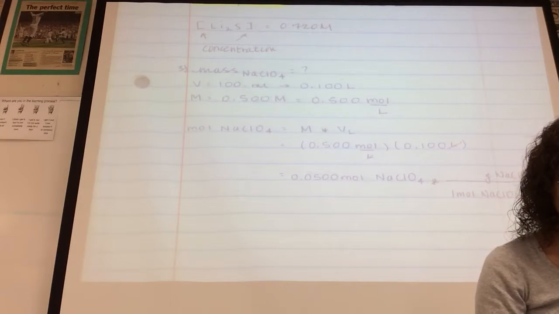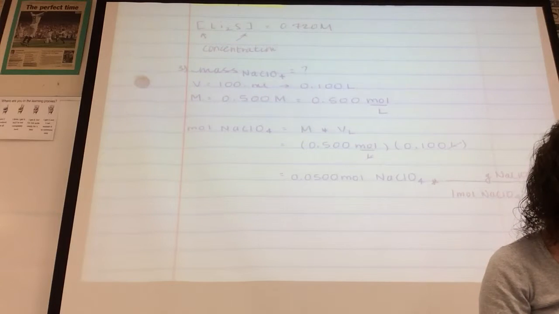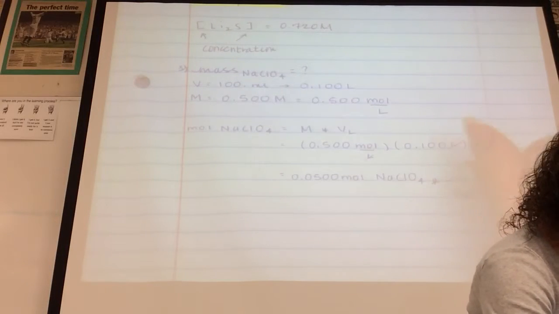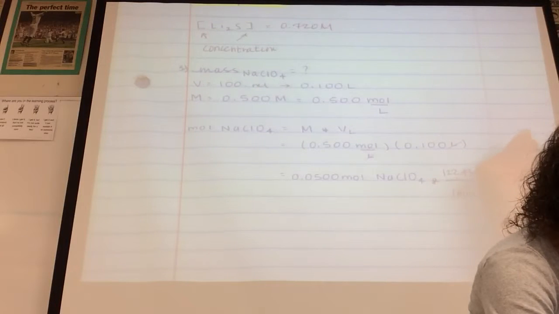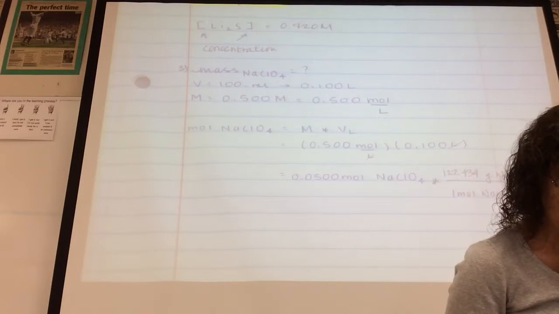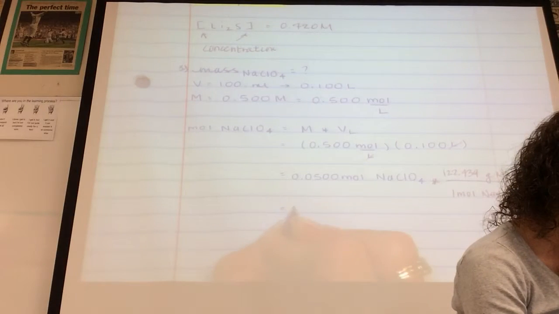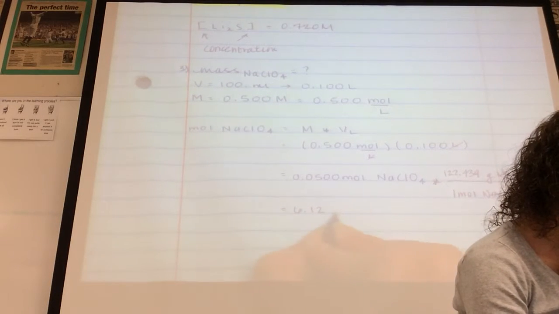Formula mass of sodium perchlorate: 22.99 for sodium, 35.453 for chlorine, 4 times 15.999. That's 122.439 times 0.05, and that's 6.12 grams.